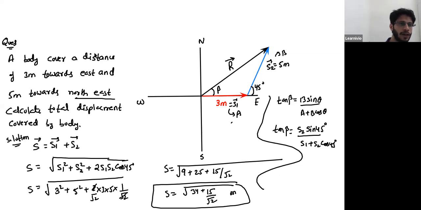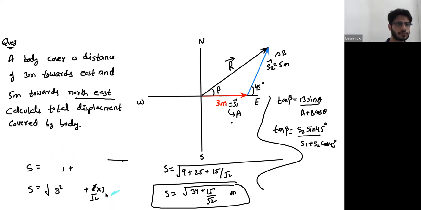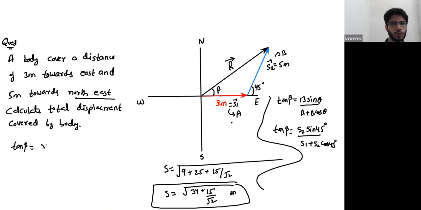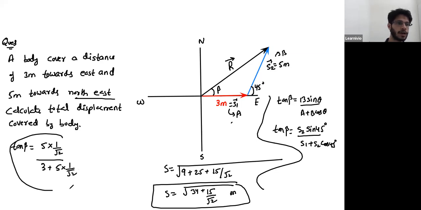So if I substitute the values here, S2 is 5, sine 45 is 1 by root 2. S1 is 3, S2 is 5, cos 45 is 1 by root 2. That's tan beta. This is how we calculate the resultant displacement. This is the angle. So can I erase it now, everyone?